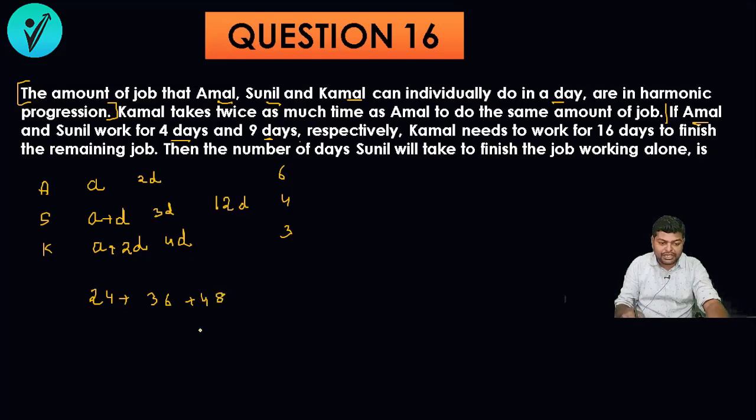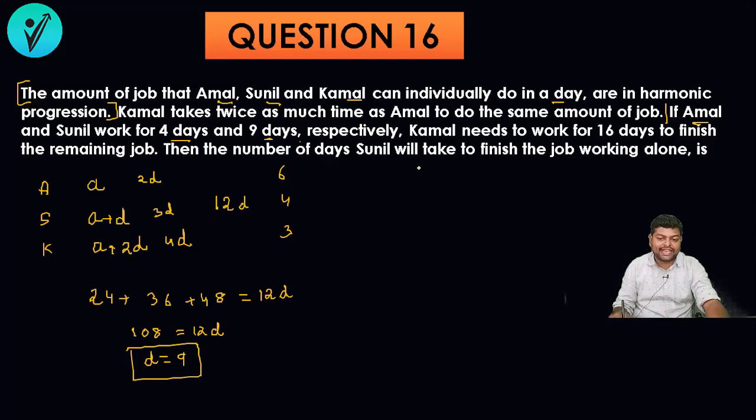So this is equivalent to the total work. The total work as per our assumption is 12D. So let's add it: 36 plus 24 is 60, plus 48 is 108. So 108 equals 12D, and we get the value of D as 9.